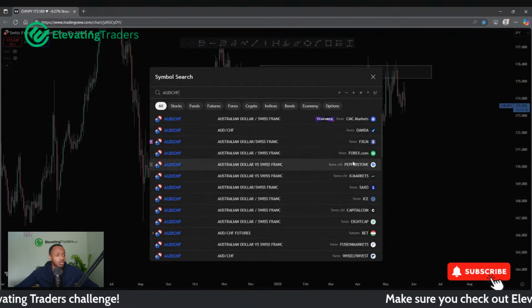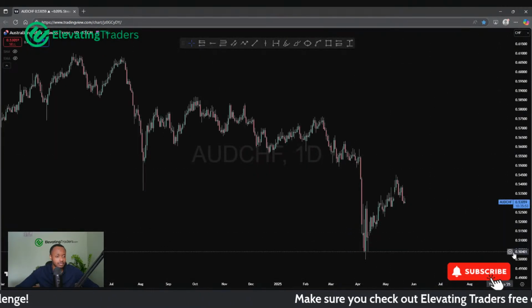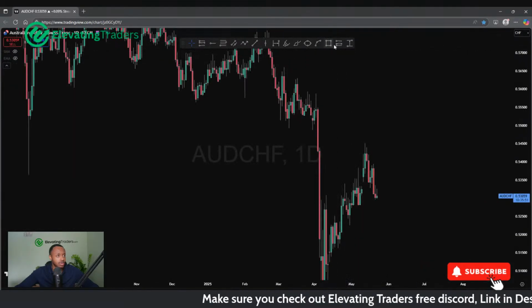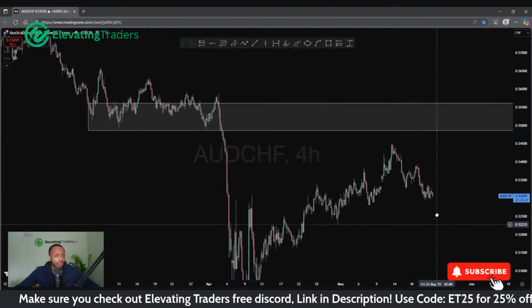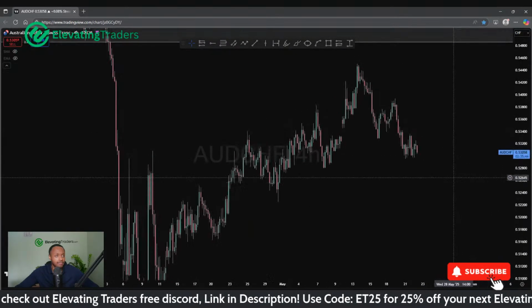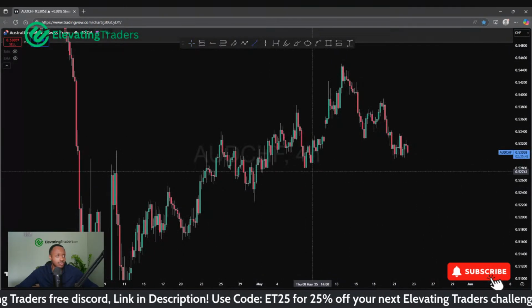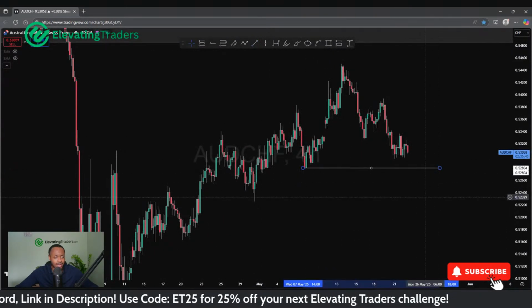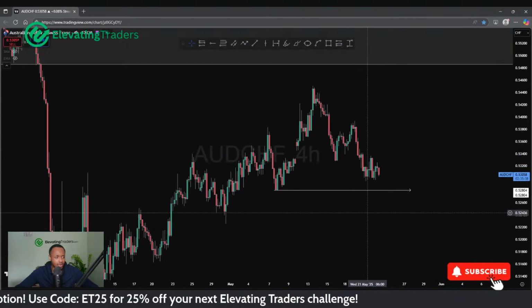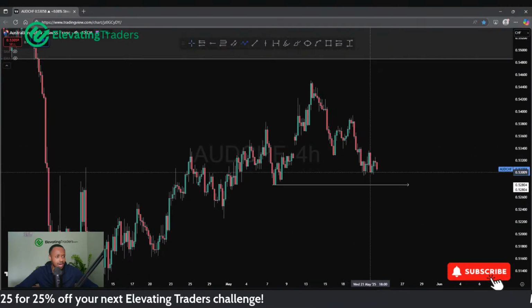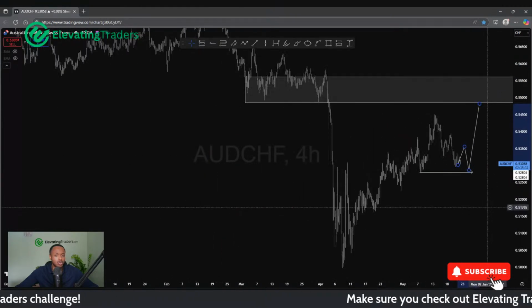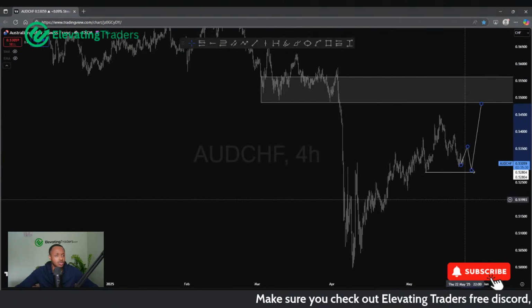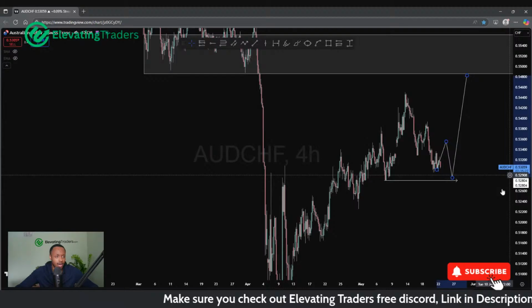Aussie CHF still on the watch list for a long. Hasn't quite shaped up yet, but I'm still looking for a push back into this area. I'm keeping an eye on the 4-hour chart to see how we develop. As long as we don't break through the low here, the bullish bias stays intact. Right now, kind of just looking a little bit messy, but I am looking for something like that to prevail and give us the swing to the upside back into 0.55.